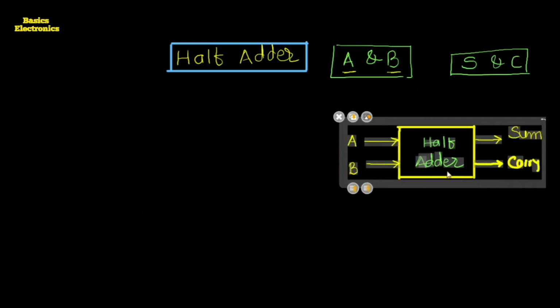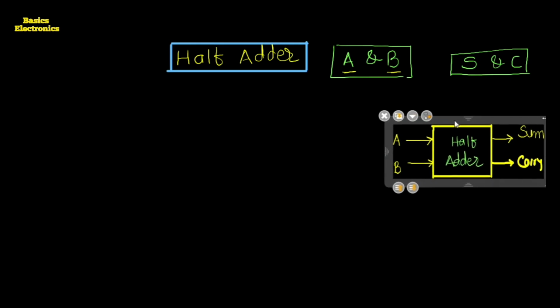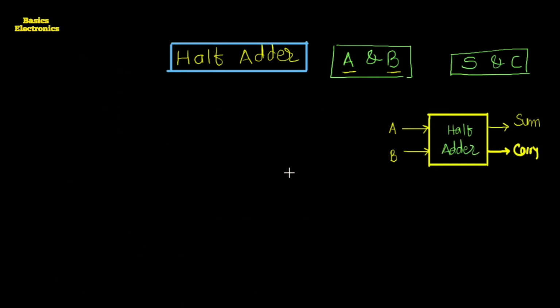Now we have to draw the diagram of the half adder. To draw it, we require two gates: the XOR gate and the AND gate. First, I am going to draw the AND gate symbol. The AND gate has two inputs, A and B. Here I am going to apply input A, and the lower input is input B.